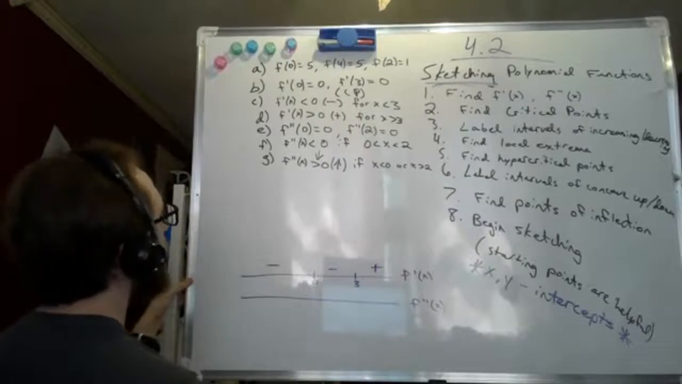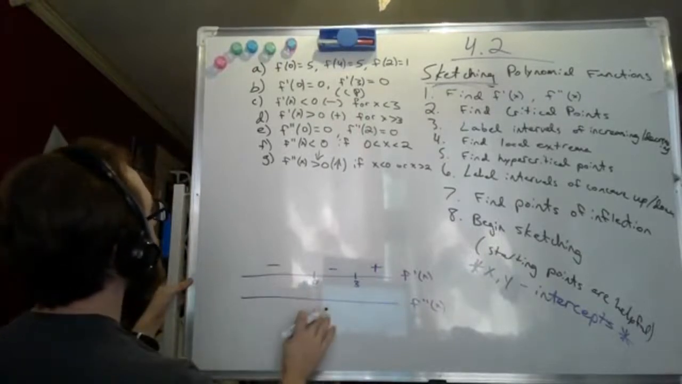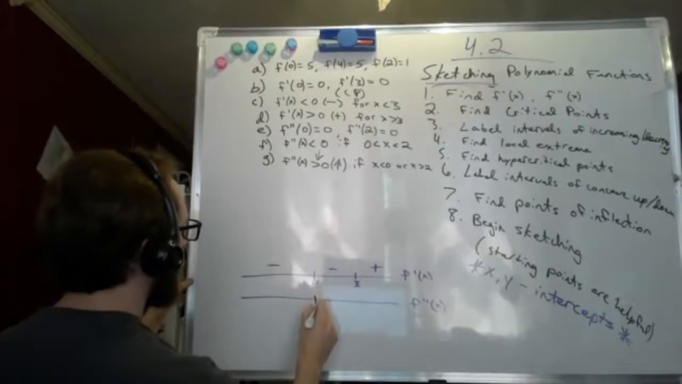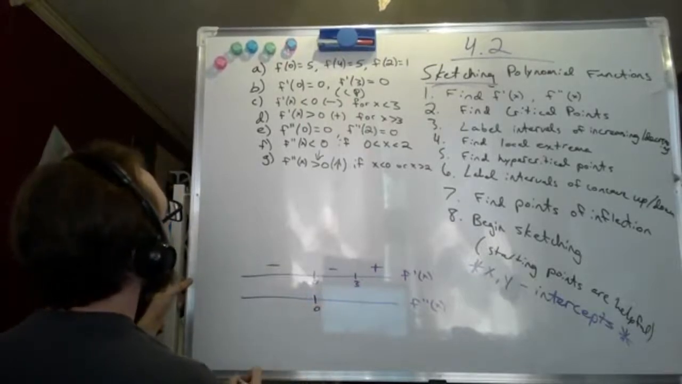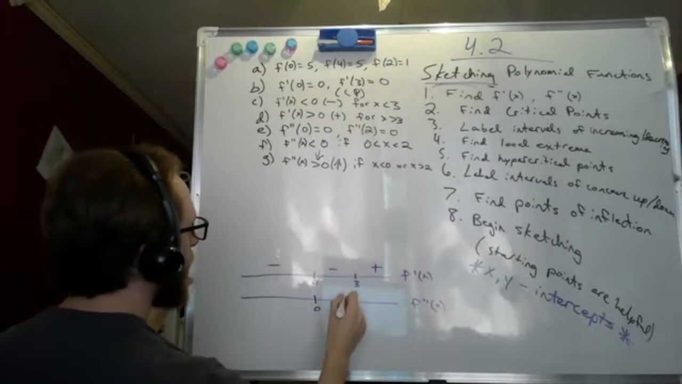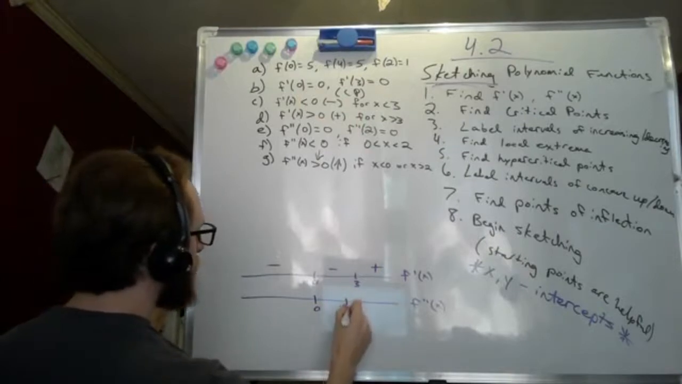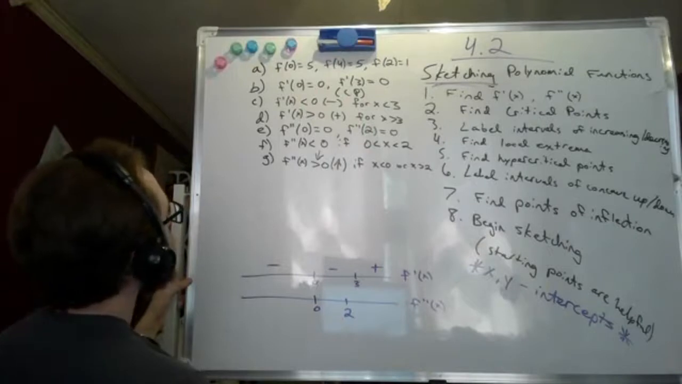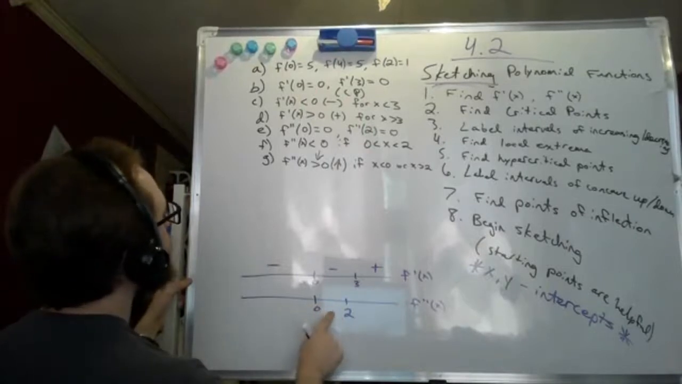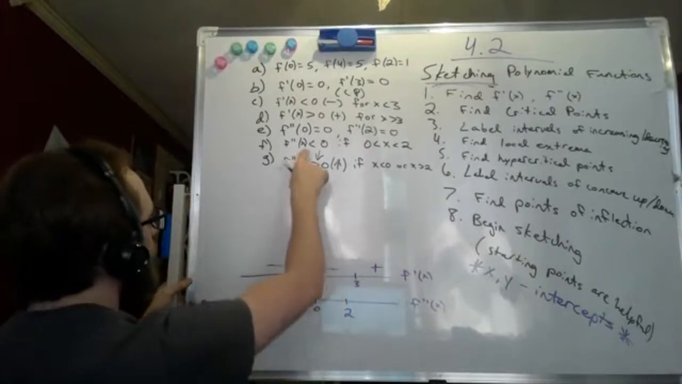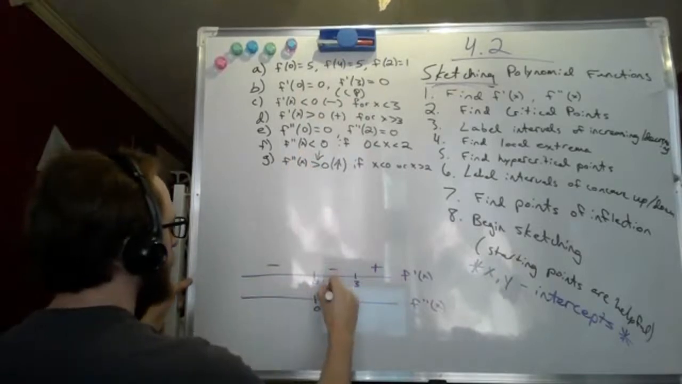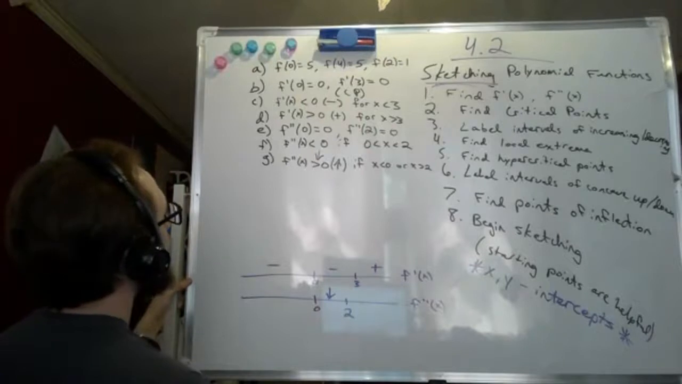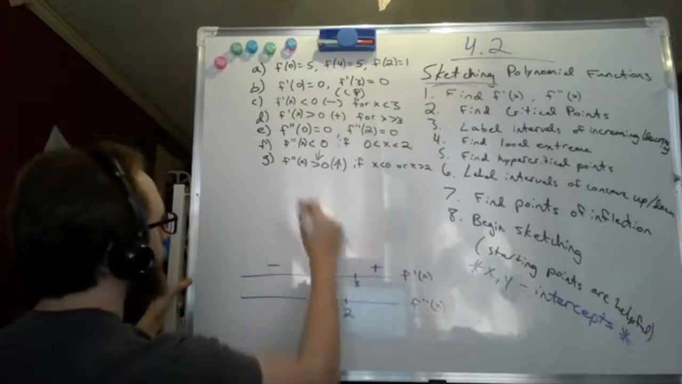Okay, now what? We've labeled our first derivative. Now for the second derivative, we have a hypercritical point at 0, and we have a hypercritical point at 2. So that's here in between 0 and 3. And then we're told that in between 0 and 2, the second derivative is negative, so we are concave down here. And then for all other x's, we have that it's concave up.